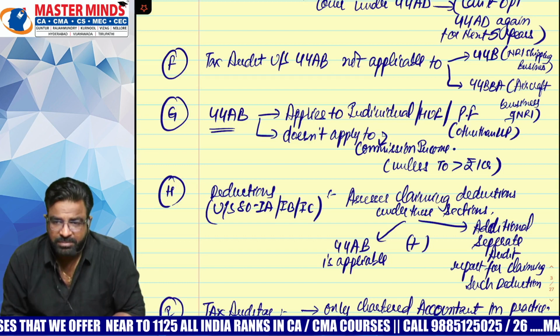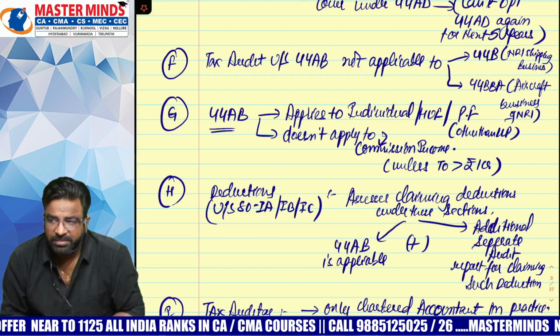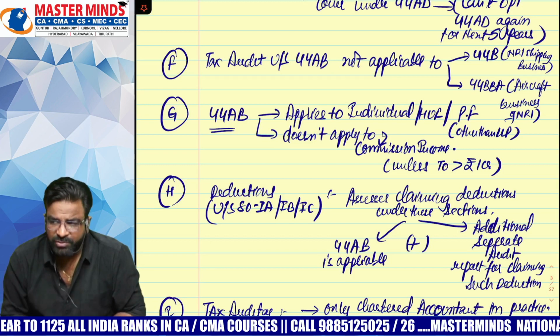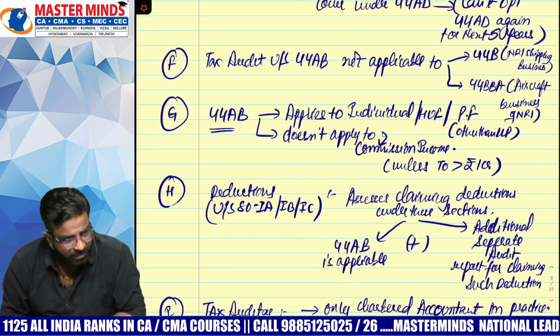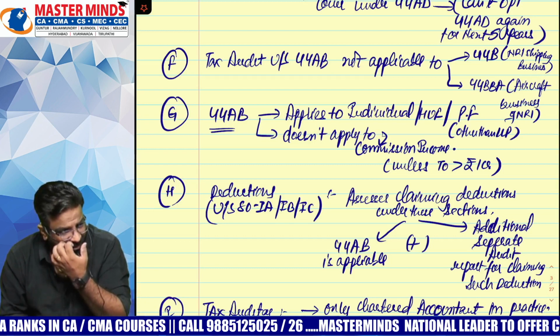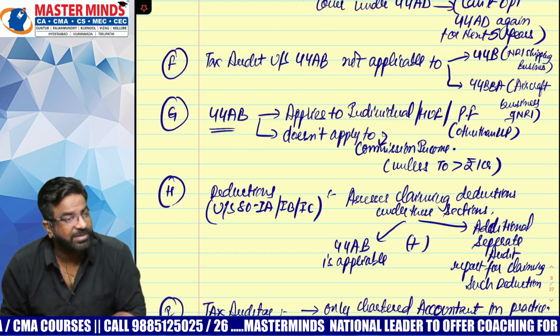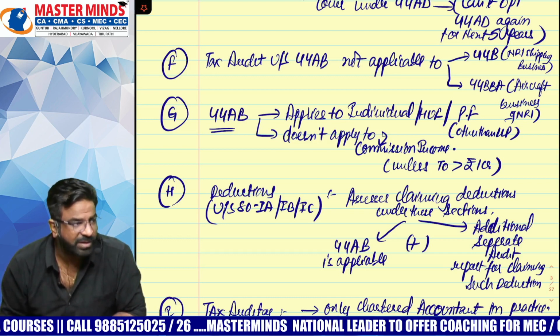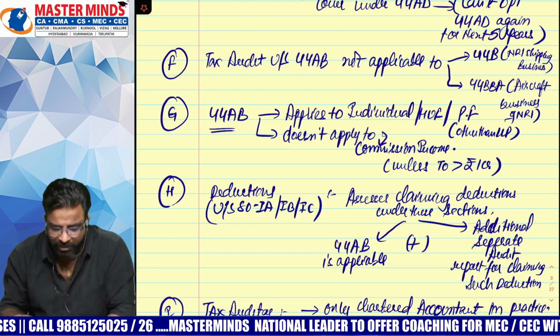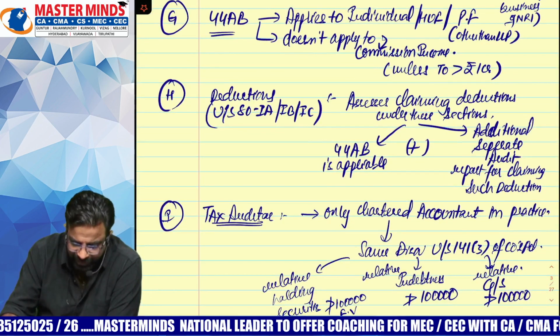LLPs? Businesses? Individuals? HUF? LLPs? Partnership firms? Commission income? Generally not covered, but when covered? What is more than 1 crore? Turnover, not income. Don't get confused in that. Turnover should be more than what? 1 crore. Next one. Deduction under section 80 IA, IB, IC.